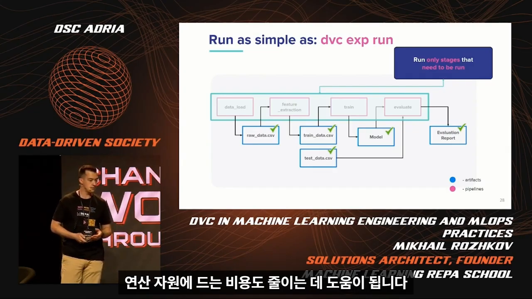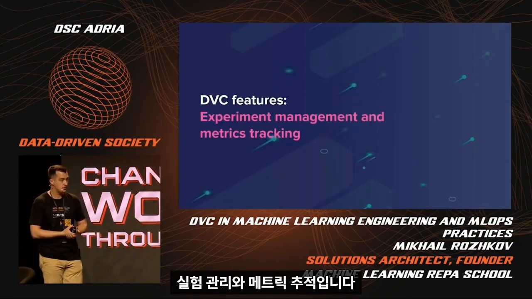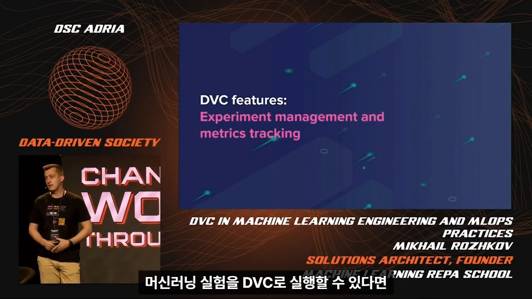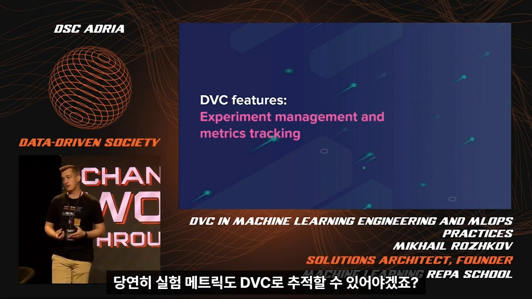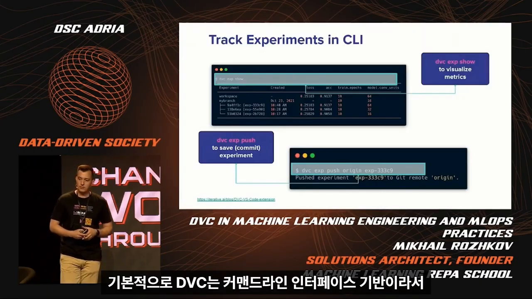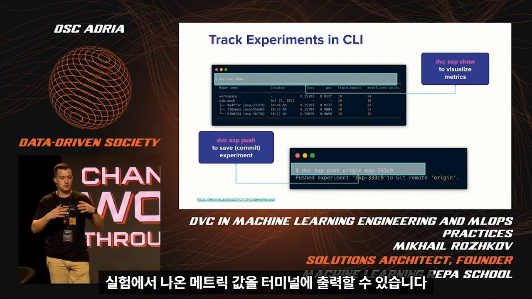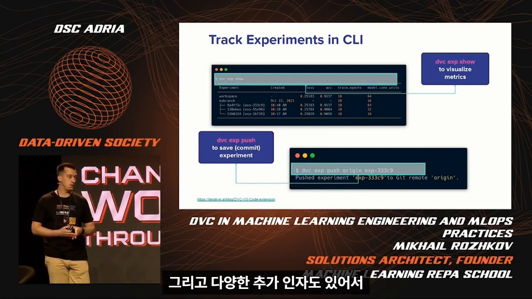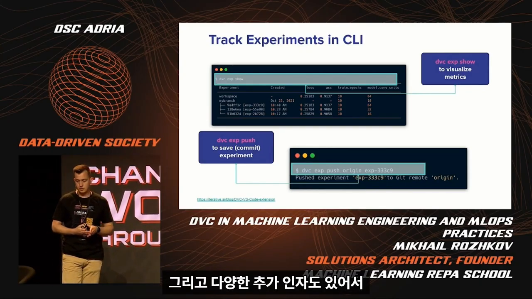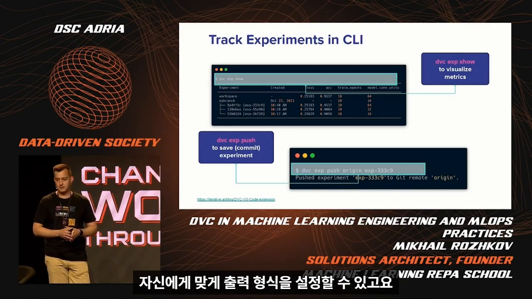So this feature can help to speed up the training process and reduce the cost of computational resources. So another feature is experiment management and metrics tracking. So if we can run our machine learning experiments with DVC, why not track the metrics with DVC? And DVC has this feature as well. So basically, it's a command line interface, so you can also run some commands like DVC show to print the metrics from your experiments inside your terminal. And there are some additional arguments, right, to make it work and to see what you like.